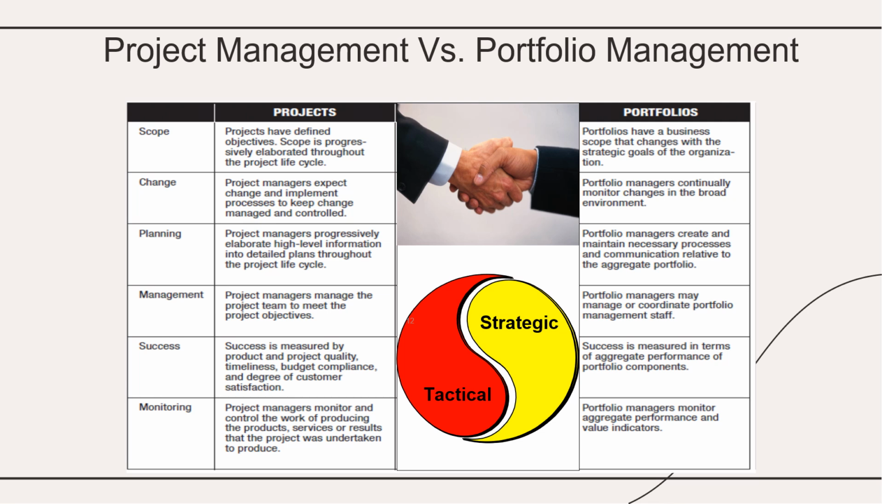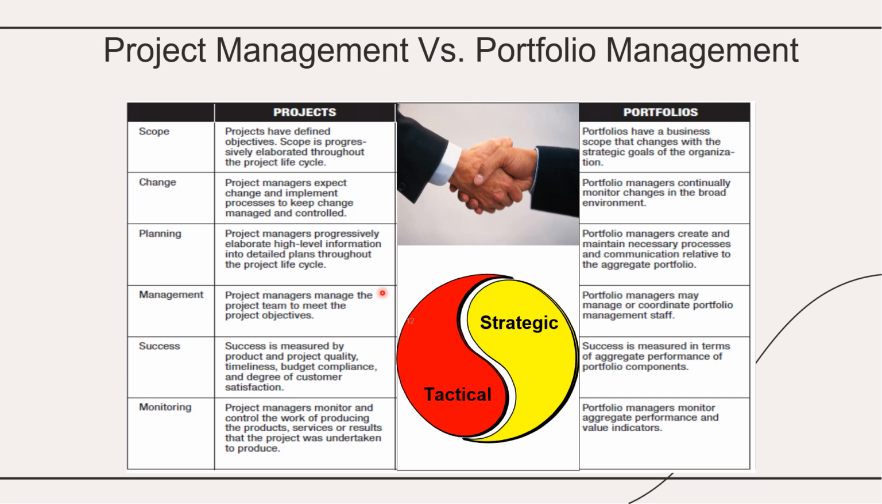Let us understand the differences based on scope. Projects will have a definite objective. Scope is progressively elaborated through the project life cycle, whereas portfolios have a business scope that changes with the strategic goals of the organization. Change: project managers expect change and implement processes to keep change managed and controlled, whereas portfolio management will be continually monitoring changes in the broad environment.